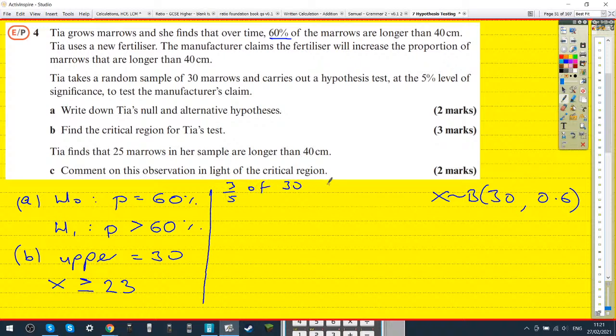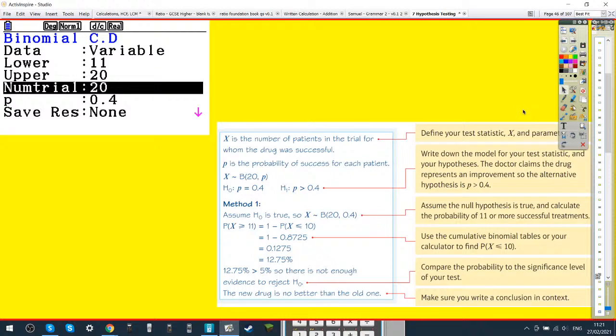$18. So 3/5 of 30 is 18. And so what is our critical region of 23 about? If you flip a coin, it might not land on heads exactly half the time. It might not land on tails exactly half the time.